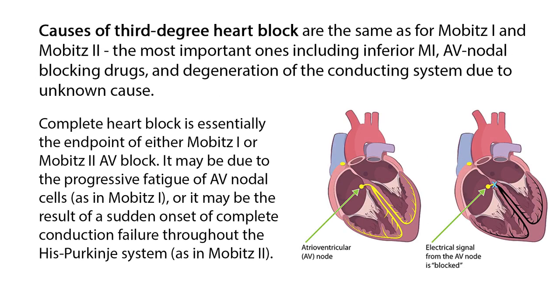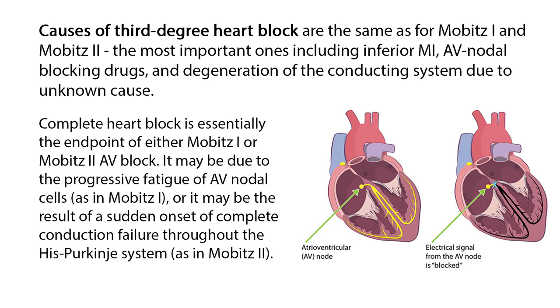The causes of third-degree heart block are the same as for Mobitz I and Mobitz II, the most important ones including inferior MI, AV nodal blocking drugs such as calcium channel blockers, beta blockers, and digoxin, and degeneration of the conducting system due to unknown cause.